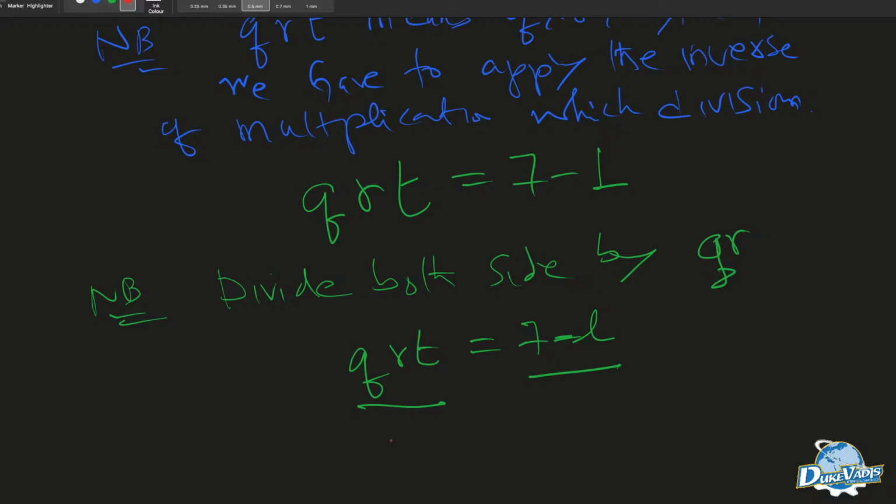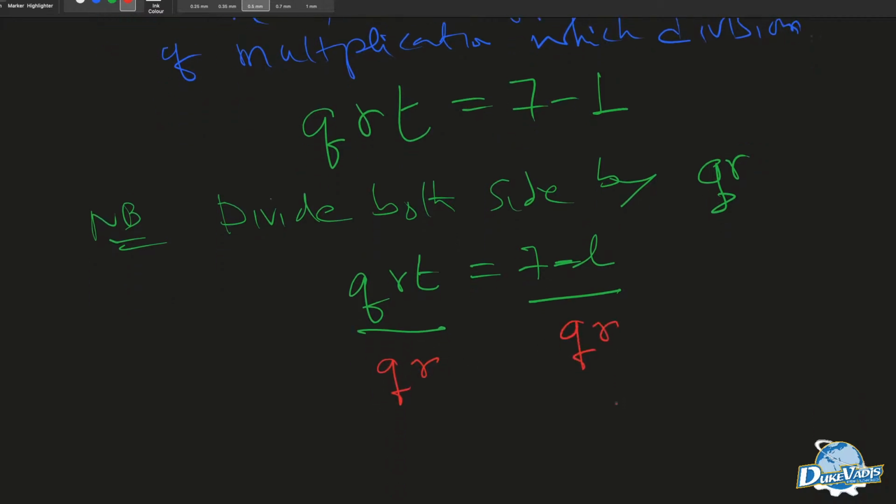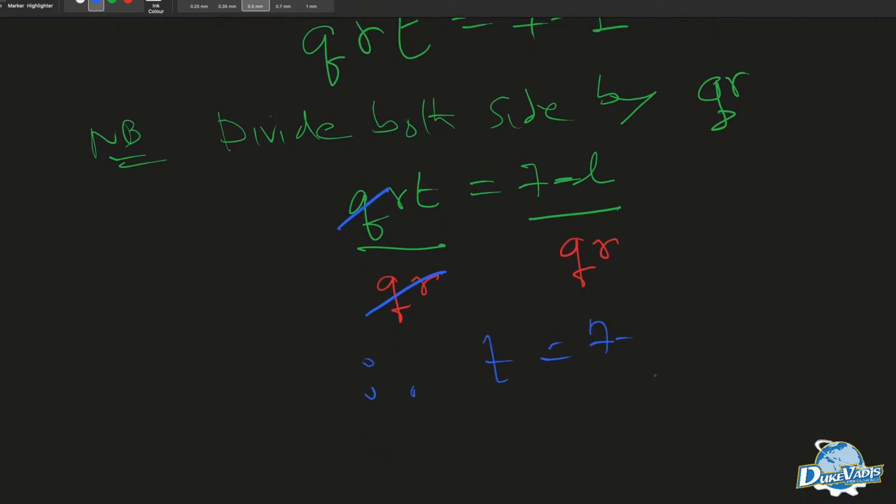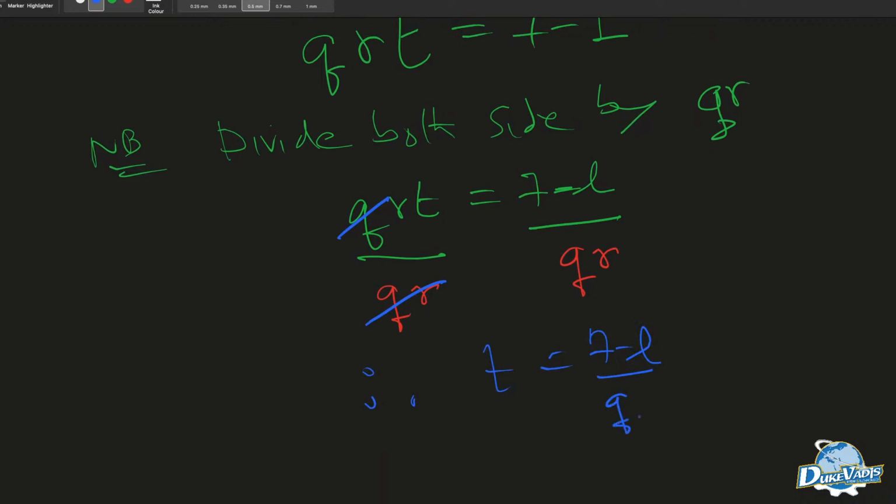So when I divide here by QR and here by QR, what do you see? QR will cancel QR. So therefore, T is equal to 7 minus L divided by QR. See? So we have made T the subject. Okay, now let's see one more example.